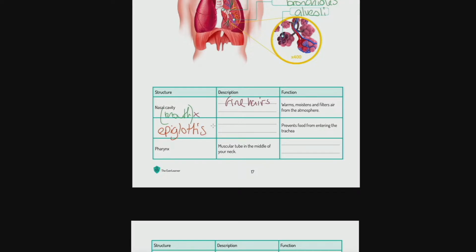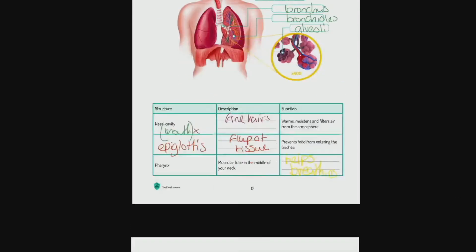Epiglottis. What is this? This is a flap of tissue, and I'm sure you are aware of this at the back of your throat, and it prevents food from entering the trachea. So obviously food has to go down the esophagus and into the digestive tract. Now the pharynx is a muscular tube in the middle of the neck, and why is that there? The pharynx helps breathing. It's very much at the top of the trachea.